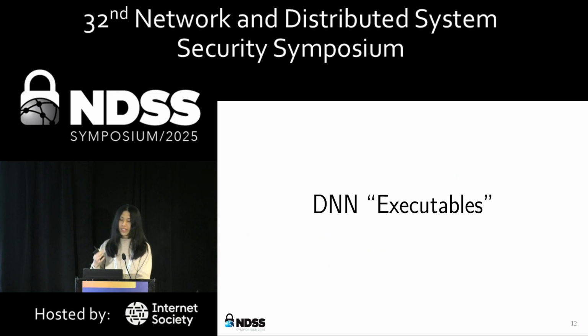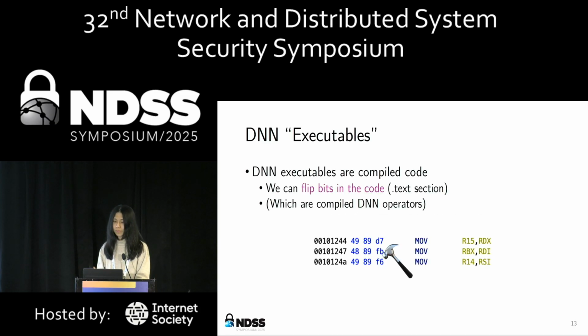And what will be the answer to that how question? Well, the answer is actually in the name, DNN executables. Remember that DNN executables are compiled code, which are the compiled version of those DNN operators used by the original model. So that means if we can flip the bits in the code, we can probably change the model's behavior.